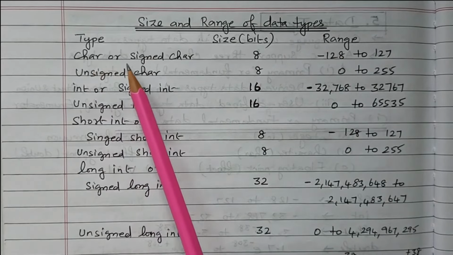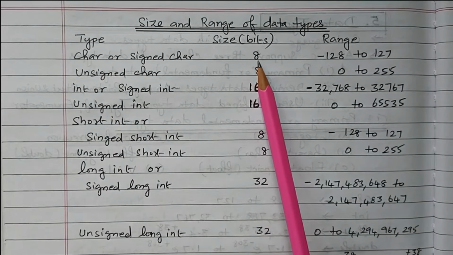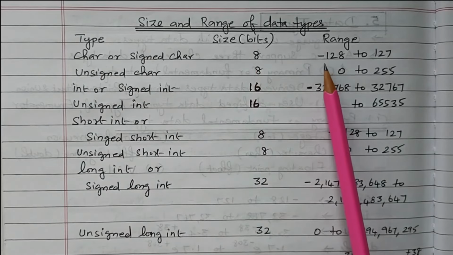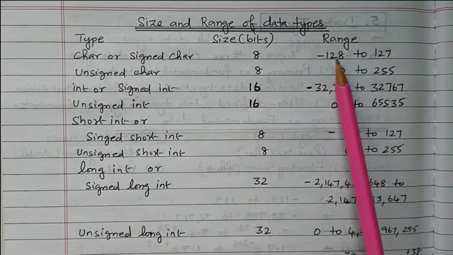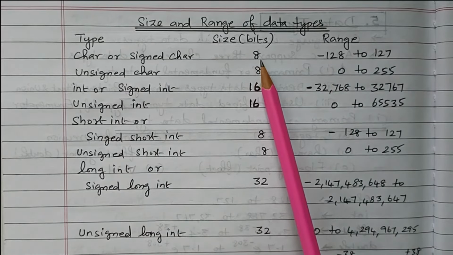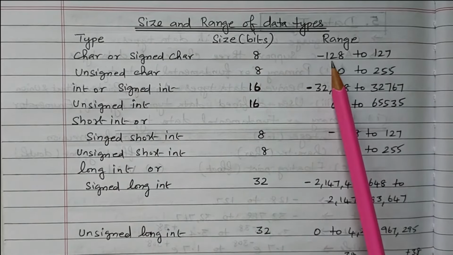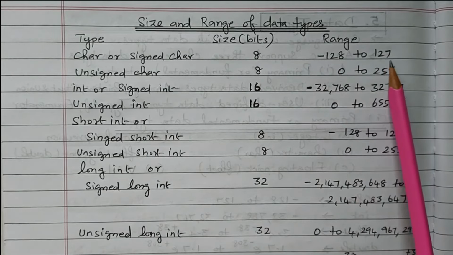First one, character or signed character. This is 8-bit data. 8-bit means 2 to the power 8, so it ranges over 256 values. Since it is a signed one, it is split into positive and negative. 2 to the power 8, 256, split into 2: minus 128 to plus 127. So we can store values in this range.